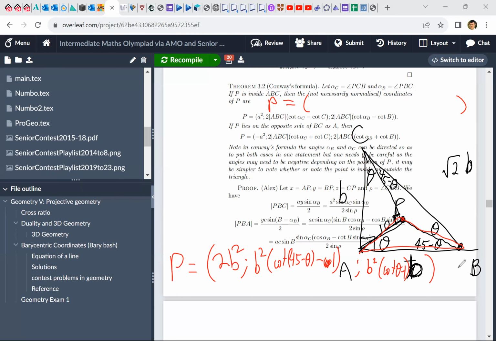Wait, what are the semicolons again? Oh, it's just the coordinates in barycentric coordinates. I'm putting semicolons just to emphasize you can scale them. Oh, I can just ignore that stuff.